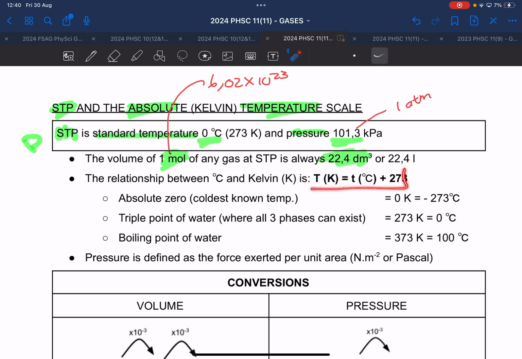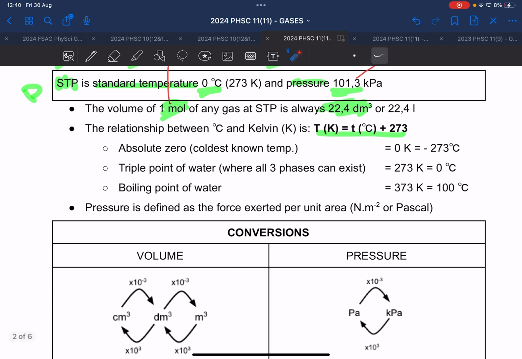Okay, now this formula to go from Kelvin to degrees Celsius, that is not on your data sheet. Okay, so you have to go memorize it. Okay, this capital T is for Kelvin and the lowercase t is degrees Celsius. Right, now we have 3 temperatures that you should know. The first one is absolute zero. That is like the coldest temperature that they have ever found to exist. Okay?